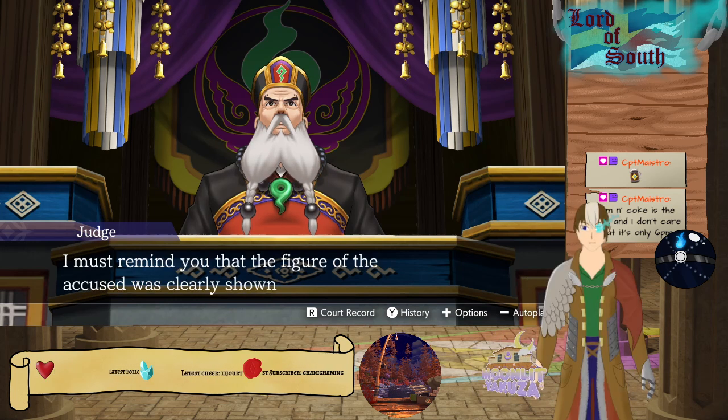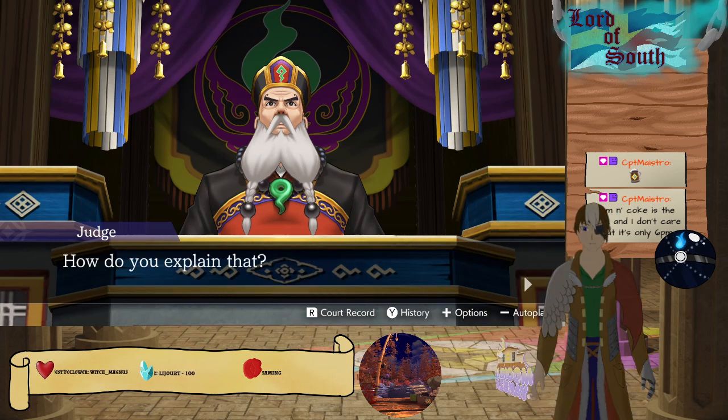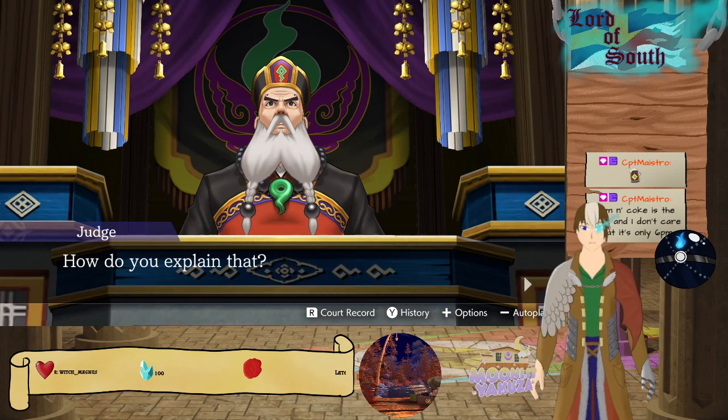Peace, peace, I say. I was on the fence. I remind you that the figure of the accused was clearly shown in the vision. Yes, because clearly you also need glasses, because if the face is as blurry as the rest of the body, then you need glasses. Unfortunately, the face was the only thing blurry now.